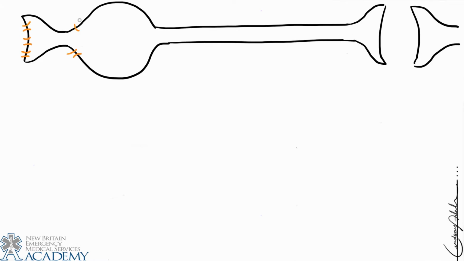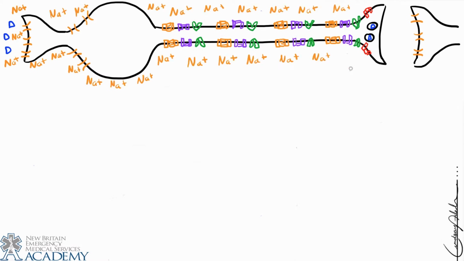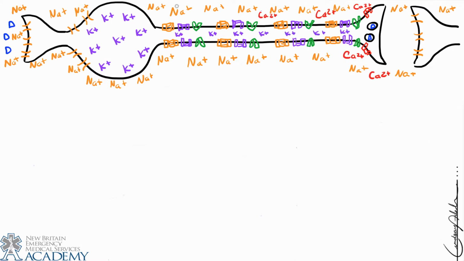In this video, we're going to continue our description of action potential by talking about propagation of the action potential down the axon. So in the previous video, we described the generation of the action potential up through the events that occur immediately following depolarization at the axon hillock.